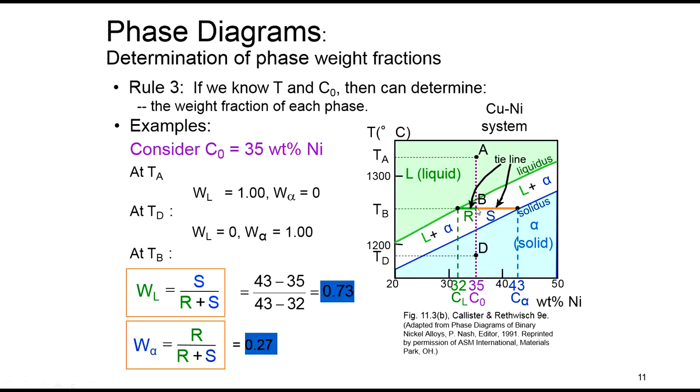For B, which is in the middle, of course we can find this distance by deducting the composition percent of alpha from this point. So it's 43 minus 35 divided by their summation. So this value is going to be 43 minus 35, and their summation is from this point all the way to the solid part. So it's going to be 43 minus 32. This gives 73% of weight fraction for the liquid phase. The same way we can calculate a 27% weight fraction for alpha.